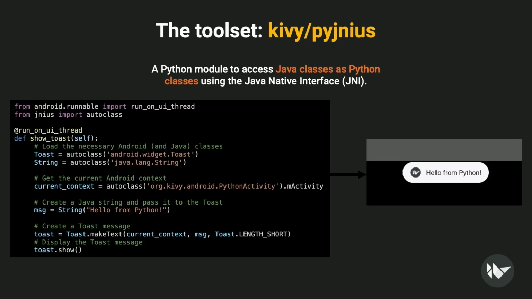So let's talk about Pyjnius. Pyjnius is a Python module to access Java classes as Python classes using the Java Native Interface. Well, why do we need that? I want to write Python code.